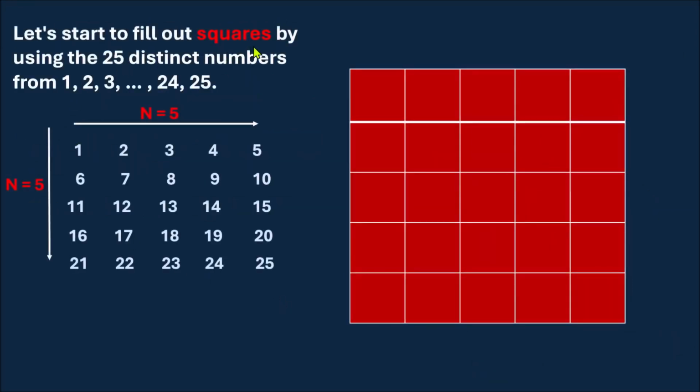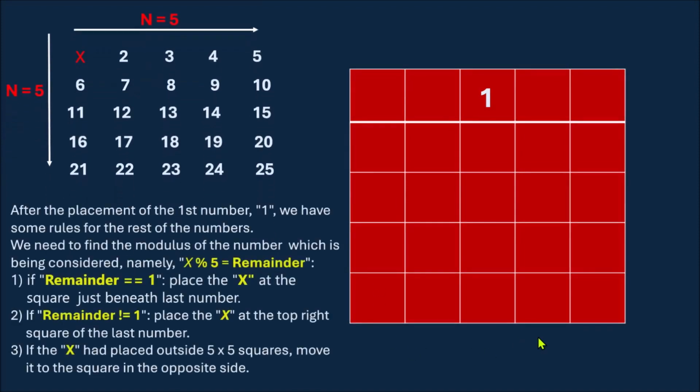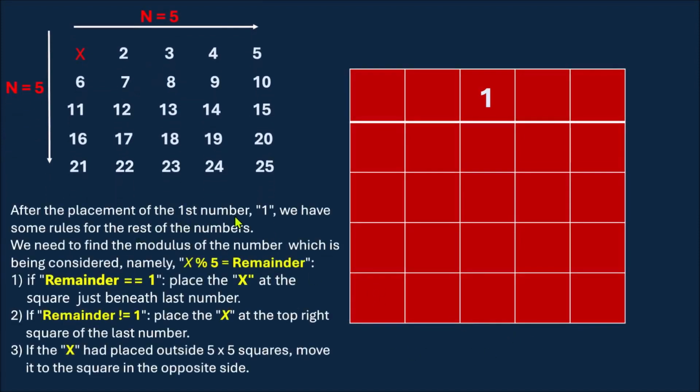Let's start to fill out the squares by using the 25 distinct numbers from 1 to 25. First, let's consider the first number, 1. We have to put the first number in the middle of the first row. Then, after placement of the first number, 1, we have some rules for the rest of the numbers. We have 24 numbers here because we just put 1 here.